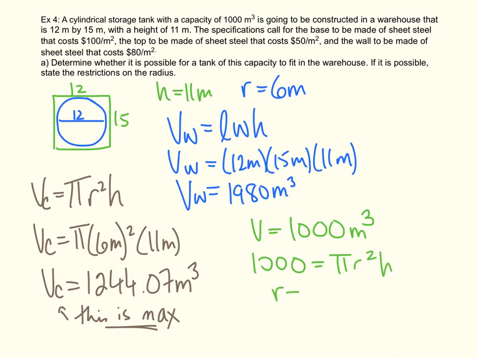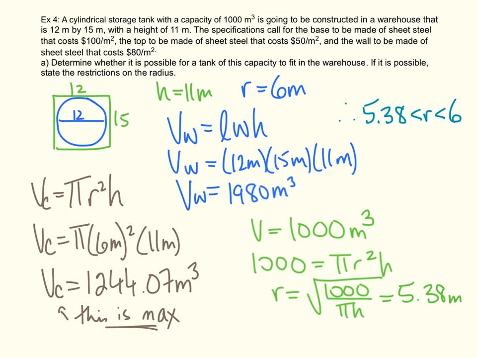And so solving for r, we would get the square root of 1,000 over pi h, and this comes out to 5.38 meters. So now looking at the restrictions of the radius, we know that the radius has to be anywhere from 5.38 to 6 meters.